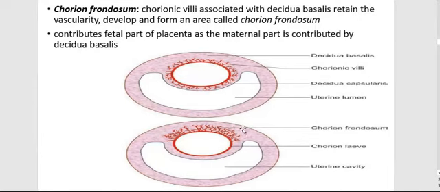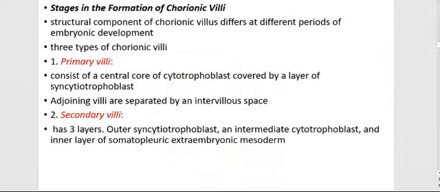So this is our decidua basalis here. Two types of chorionic villi appear: transitory ones, chorion laeve, and the ones which persist and contribute to the fetal part of the placenta, those are called chorion frondosum. Now let's see the stages in the formation of these chorionic villi.